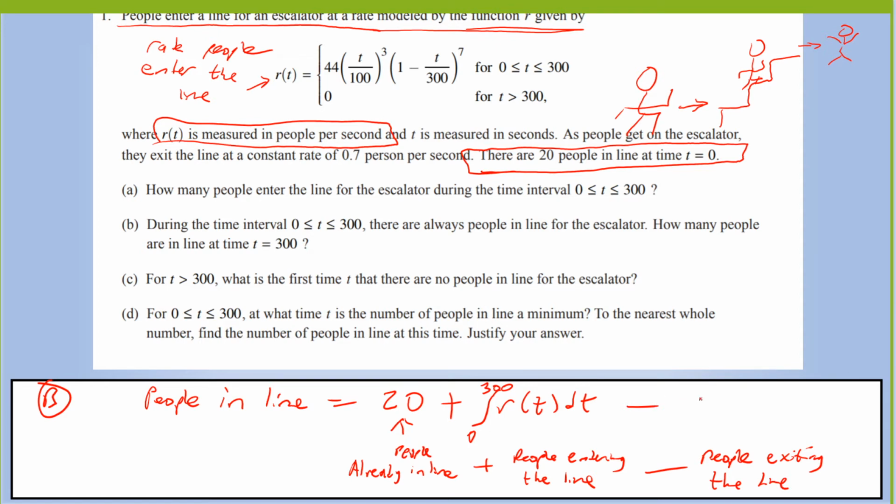So minus what? 0.7. I'm going to have to use 0.7 somehow, but 0.7 is a rate. That's people per second, not people. DT. 0.7 times dt. Okay, if I'm multiplying, that means I do need to figure out what I'm multiplying, so I'll need to integrate as dt changes from what to what.